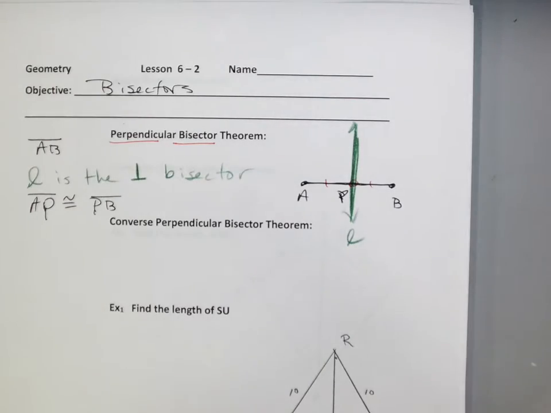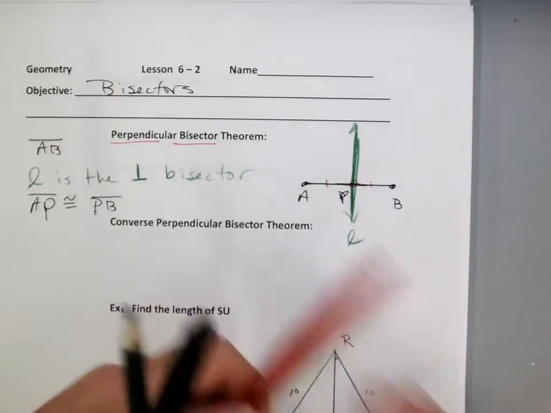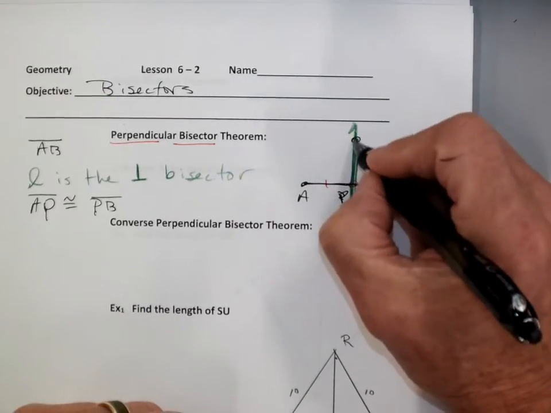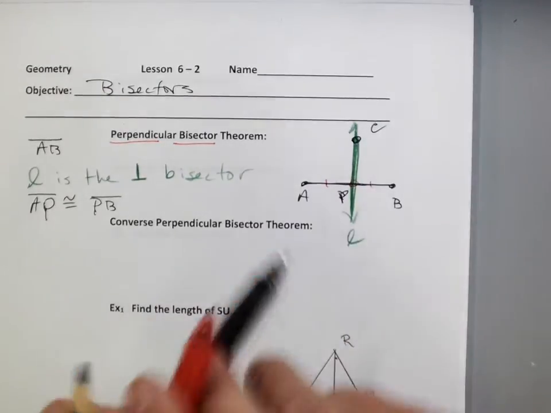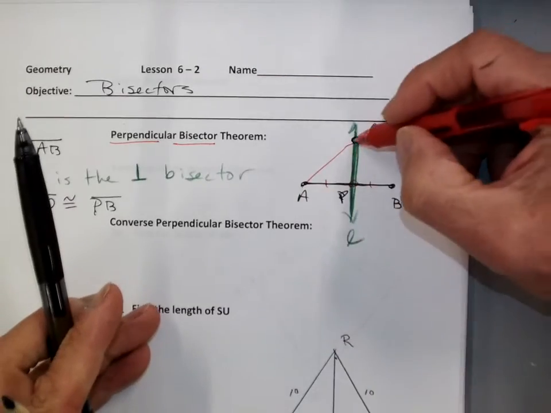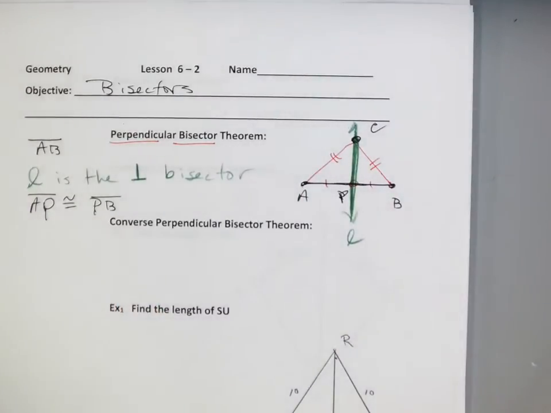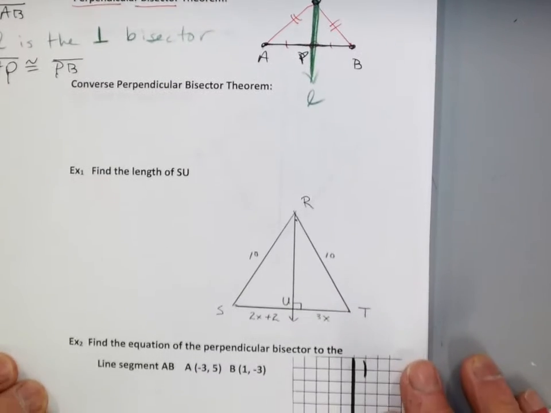That's the case if we got some point anywhere on it. Let's put a point right about here and call this point C. Then if we draw these lines in, that side must be equal to that side. The converse is just the opposite. So if we know that, let's take a look at it. Here's what we know.